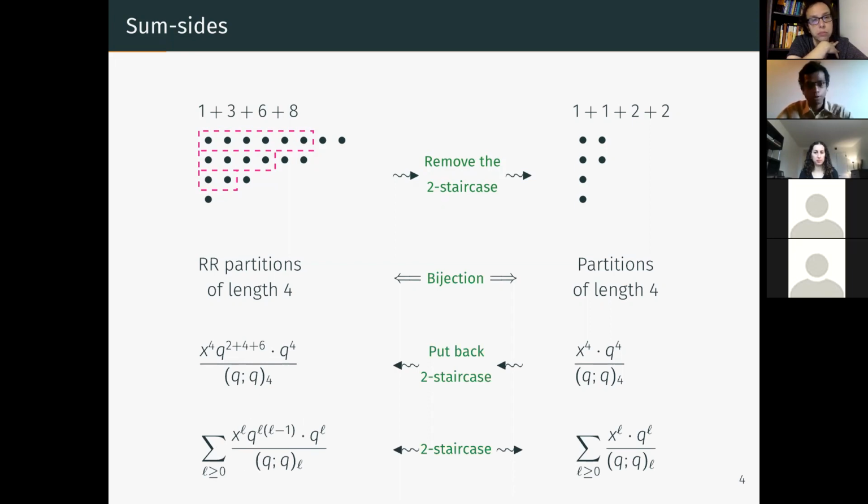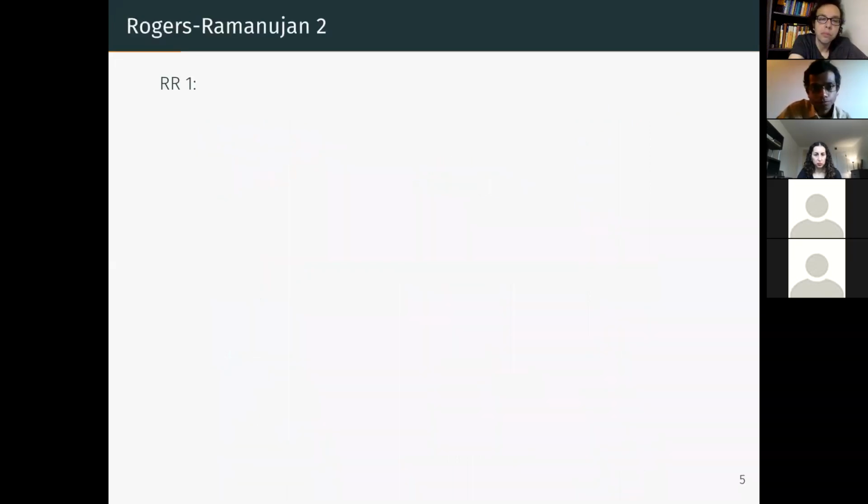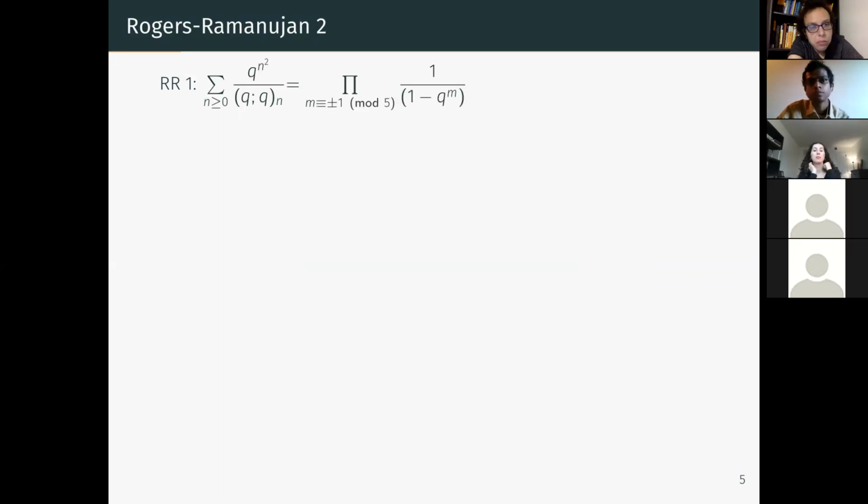So now you add up over all possible lengths. You don't have to stick with length 4. And at the end, you don't need this X. You can set it to be 1. If you do that, the left-hand side ends up being exactly what I told you, q to the n squared divided by the Pochhammers. So I don't need this a lot, but the point is that this is easy in a way, but it's not always that easy to go between partitions and analytic sum sides. All right, so this is the first Rogers-Ramanujan identity, as I said.